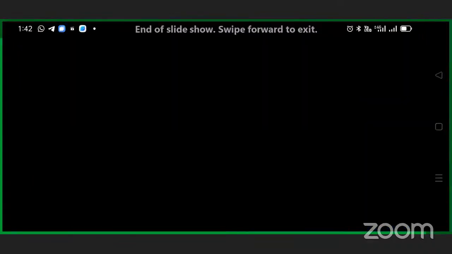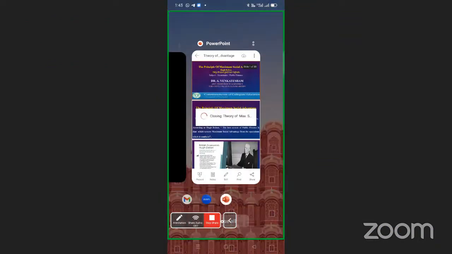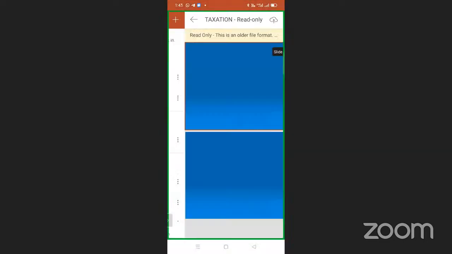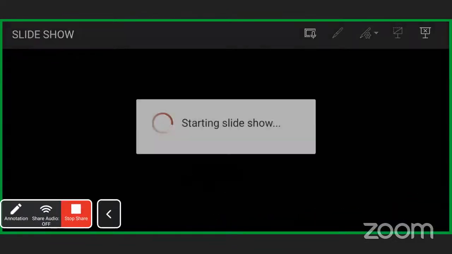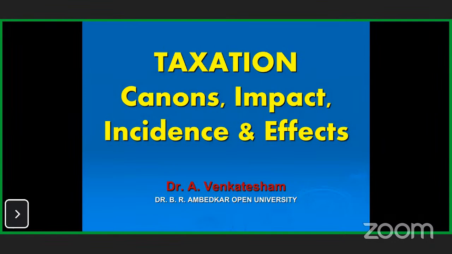So the next one is, in our syllabus, we have one more thing, taxation. Here, taxation. What is tax? Tax is a compulsory payment or charge imposed by the government and to be paid by the taxpayers. It is known as tax.